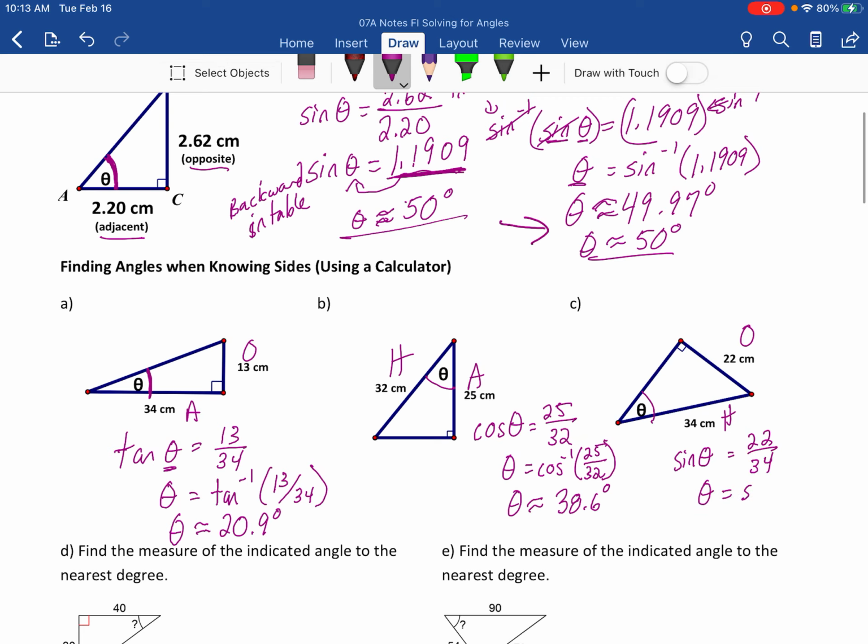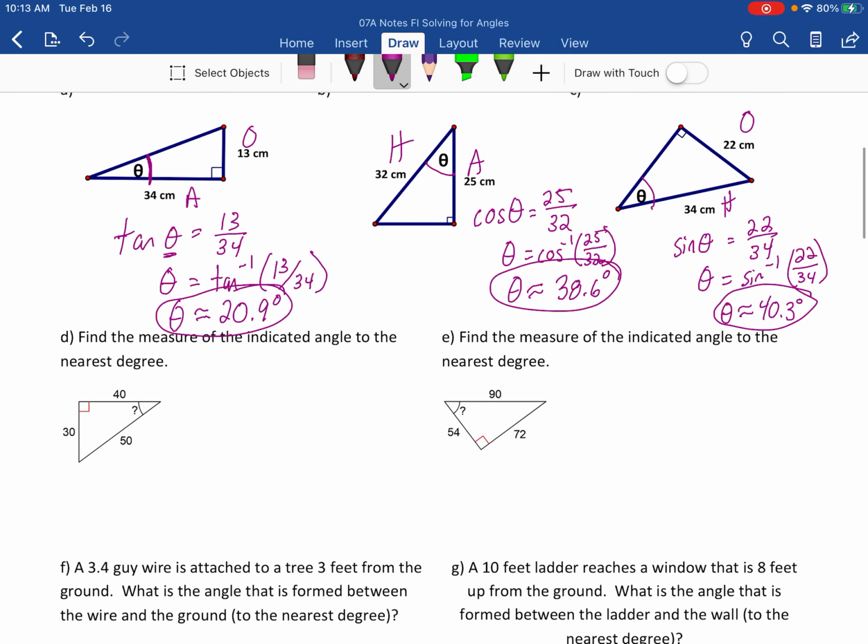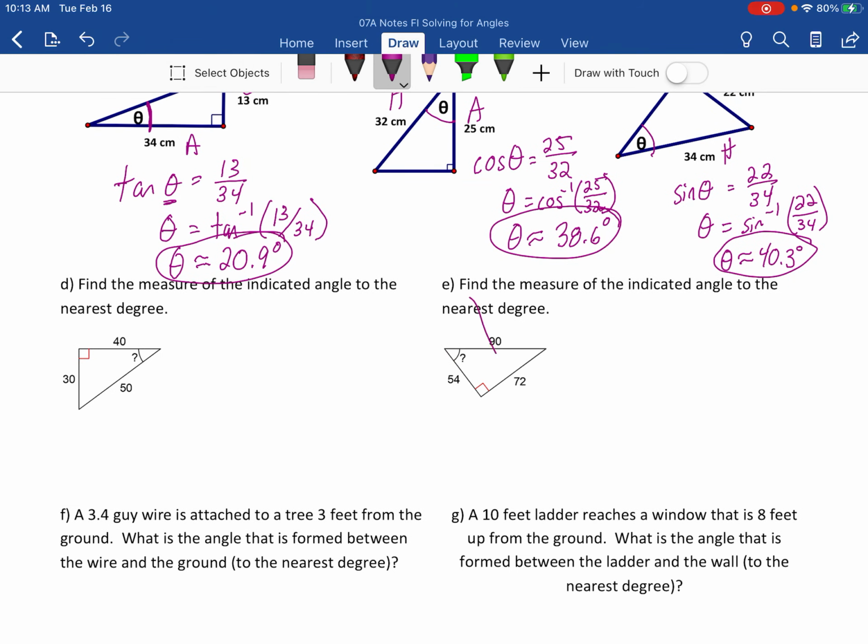Last one, this is opposite and hypotenuse, so that's going to be the sine of my angle is equal to 22 over 34. So my angle is going to be the inverse sine, because remember I'm working backwards through the table, of 22 over 34, which is approximately 40.3 degrees. And I use approximately because those are not precise measurements.